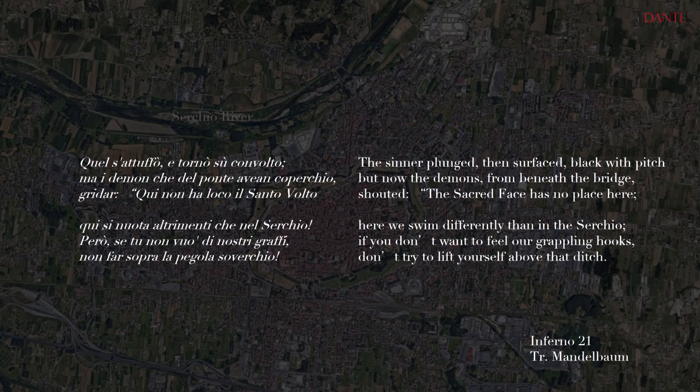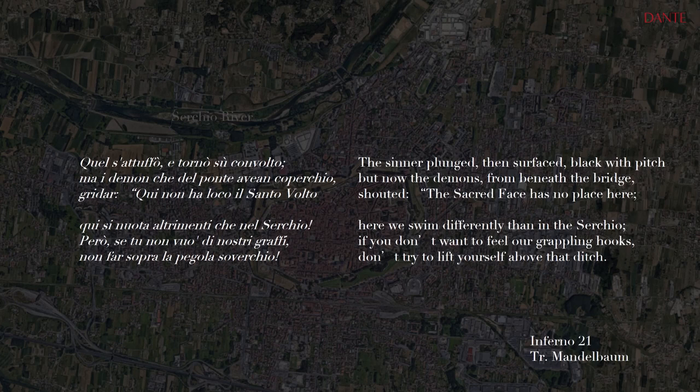And as a way to describe the movements, the difficulties, the pain the sinners are going through, but also to give clues about the identity of this person, Dante makes specific references to landmarks of Lucca. He says that the sinner plunged, then surfaced, black with pitch. But now the demons from beneath the bridge shouted, the sacred face has no place here. Here we swim differently than in the Serchio. If you don't want to feel our grappling hooks, don't try to lift yourself above the ditch. You can see the references to the Serchio.